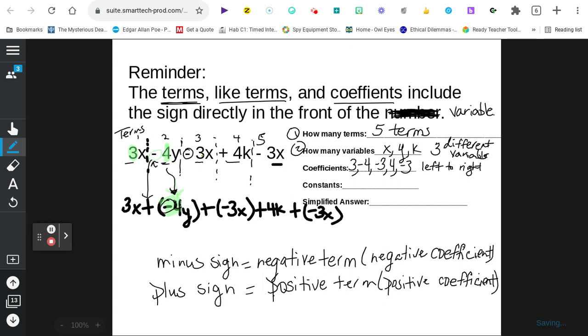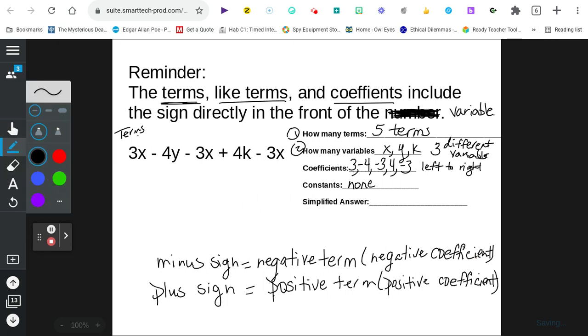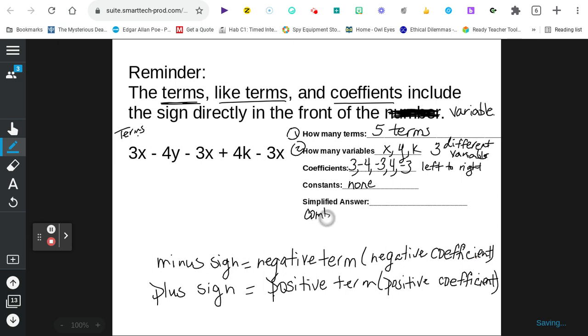All right, are there any constants? Don't put zero. Zero is a number. So if you put zero, tell me the constant is zero. There are none, actually. And let's simplify this thing, okay? So I don't like to have all this written up above it. So to simplify it, I'm going to combine like terms. When it says simplify, basically it's telling you to combine like terms. The terms got to have the same variables, and those variables have to have corresponding exponents.